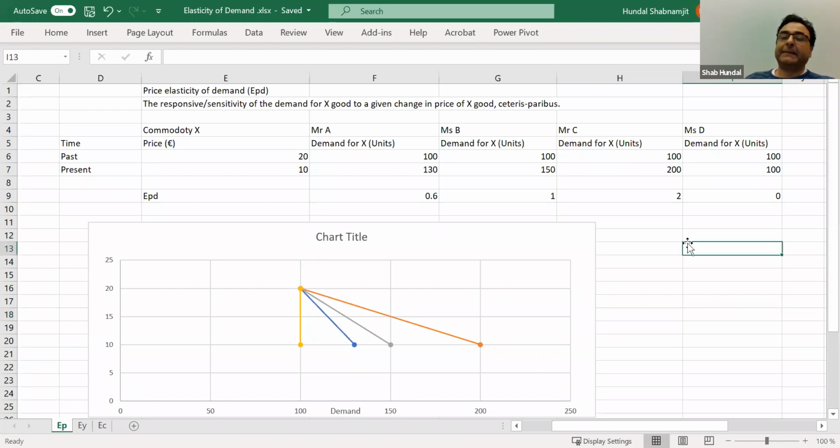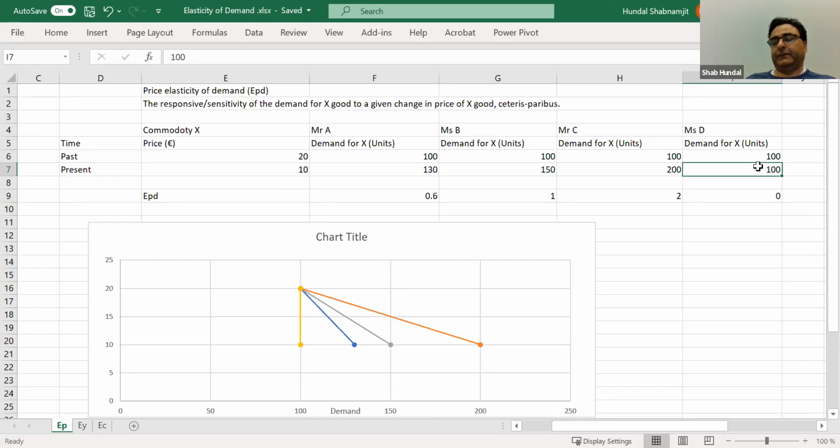But we have one exceptional case. We have a very strange consumer called Miss D. What is Miss D doing here? The price drops by half, so the price becomes from 20 to 10, and there is no change in the demand. The quantity demanded by Miss D remains the same.